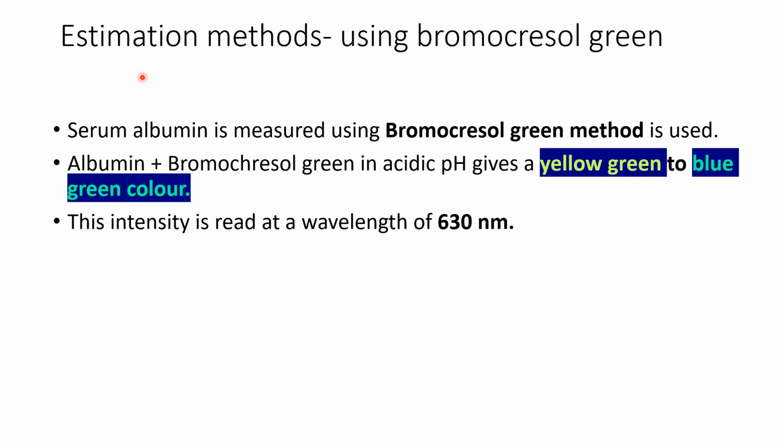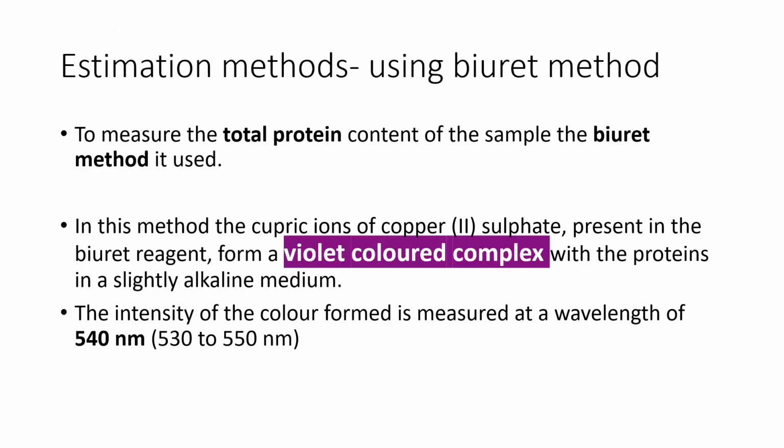Estimation of albumin using bromocresol green. Serum albumin can be measured using the bromocresol green method. Here the albumin, when it combines with bromocresol green in acidic medium, gives a yellow, yellow-green or blue-green color. The intensity of the color that is obtained, we measure at 630 nanometers using a UV visible spectrophotometer or a colorimeter.